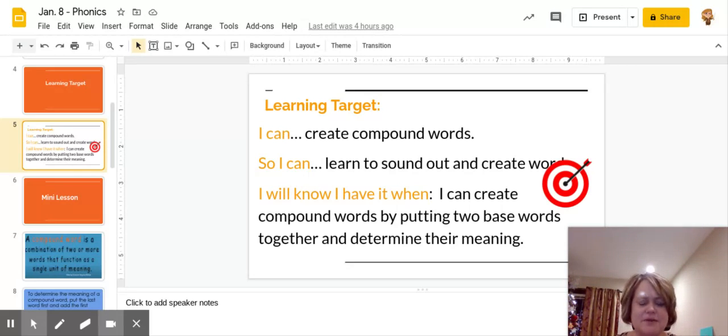I will know I have it when I can create compound words by putting two base words together and determine their meaning. So today we're doing the create, but we're adding a component, we're adding that meaning. We want to know, do we understand what these words mean?